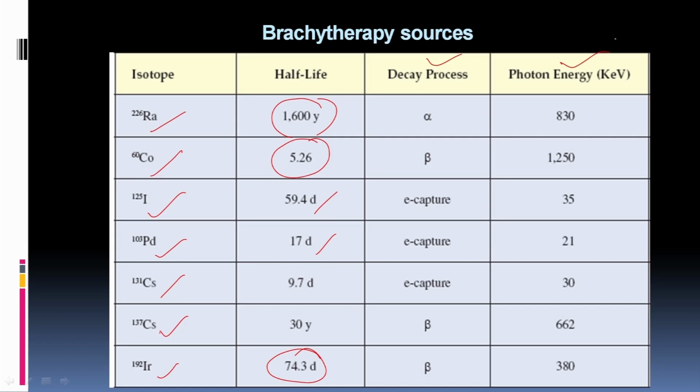And these are the decay processes of the brachytherapy sources, and these are the photon energies. You can see that none of these sources fully complies with the properties of an ideal brachytherapy source. We commonly use iridium 192 radioactive isotopes for wide applications of brachytherapy, and for permanent applications we use palladium 103 and iodine 125. In some brachytherapy units we use cobalt 60 and cesium 137. So these are the brachytherapy sources we commonly use.